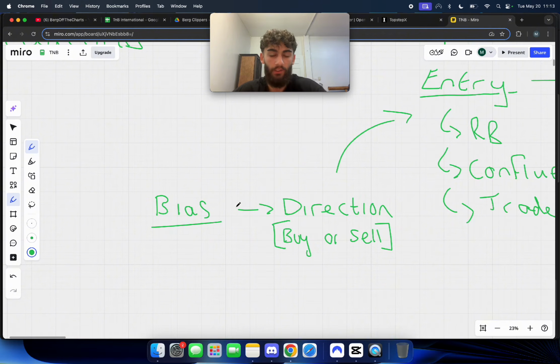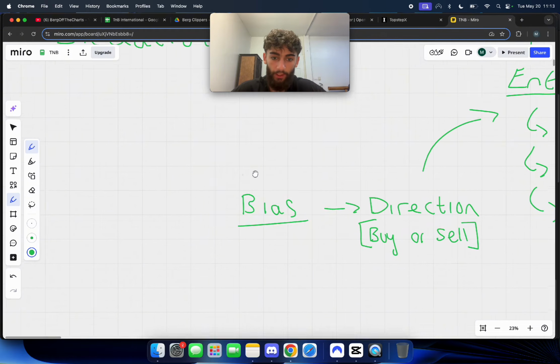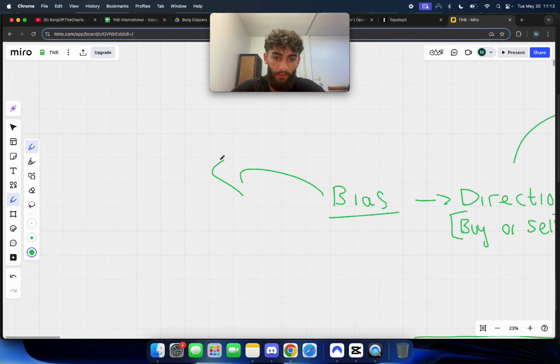How am I viewing bias? For me, I'm going to be going on the daily, the 4 hour, and the 1 hour. The daily, I'm looking at the last 5 candlesticks. The 4 hour and the 1 hour, I'm looking for market structure, so significant highs and significant lows. Okay, so let's define that over here.